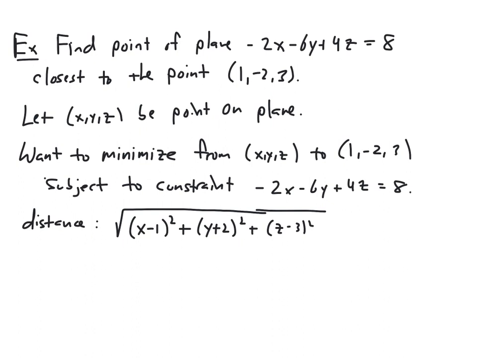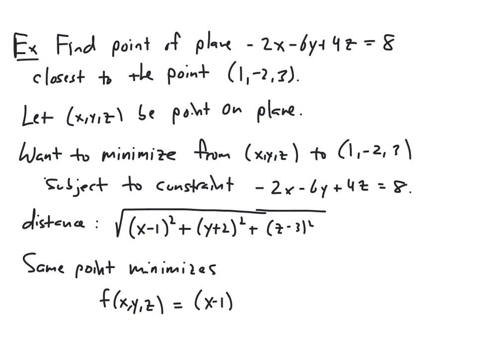And this can actually be a little bit problematic because we're going to have to take the gradient of this, and that's going to be a little difficult to deal with. And so one observation we should make in this particular case is that the same point that minimizes this particular function will also minimize the function f of x, y, z equals the square of this distance, x minus 1 squared plus y plus 2 squared plus z minus 3 squared.